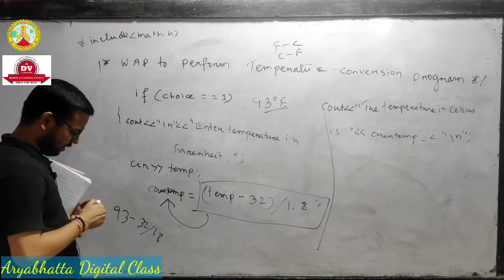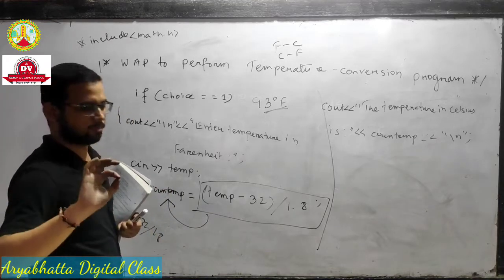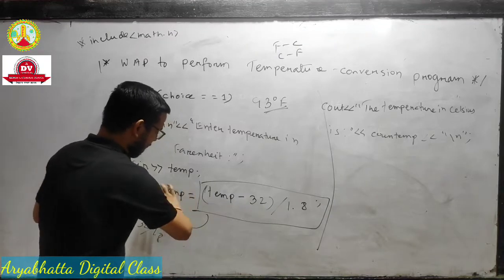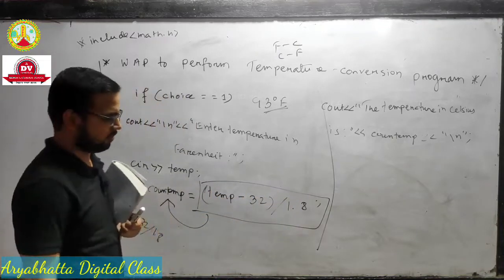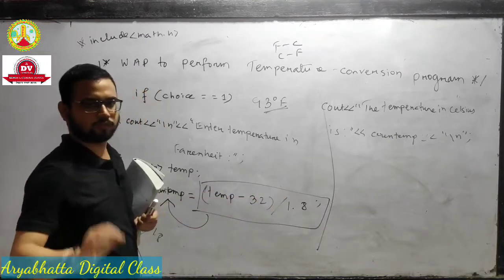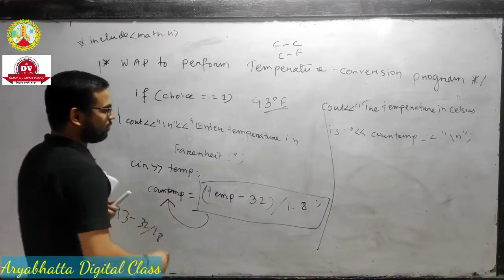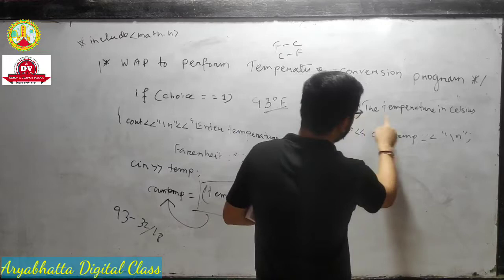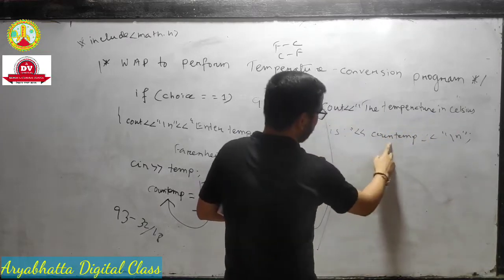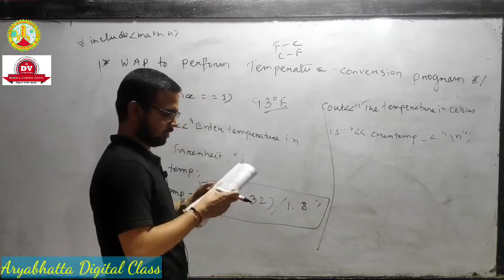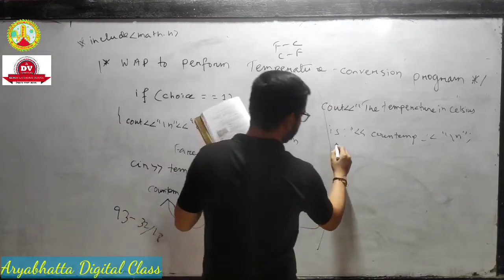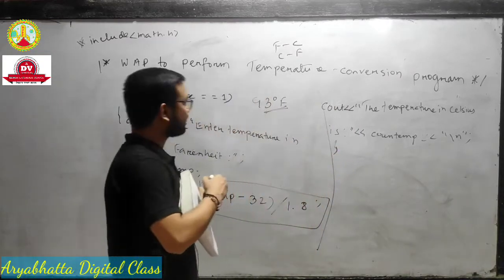That's why we declare float temp and count temp, because the output comes as a floating point number: we divide by 1.8, so the output is in float data type, and it is stored in count temp. The result is: the temperature in Celsius is count temp. Okay, and this is the first choice. Now we can take the second choice. The second choice means Celsius to Fahrenheit.